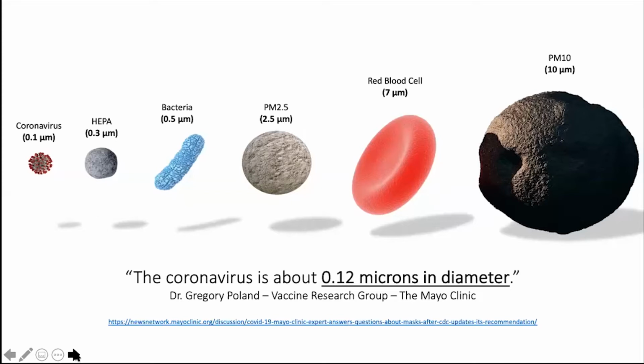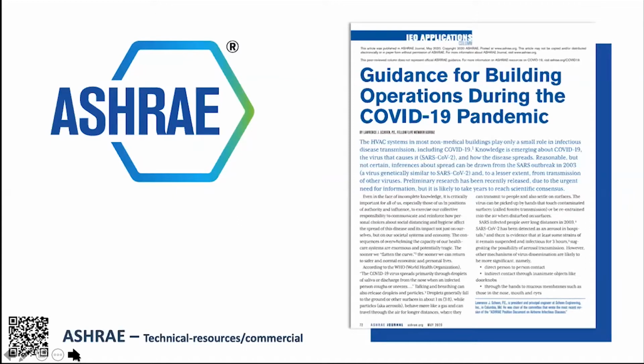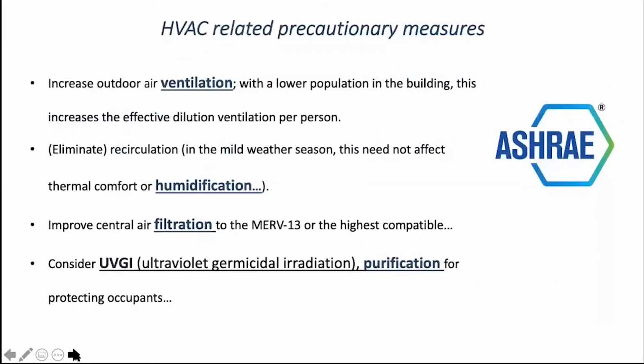Now, most of the information that we're going to be discussing today is really recommendations that come from ASHRAE. ASHRAE is the American Society of Heating, Refrigeration, Air Conditioning Engineers, and they've set the standard for the heating and air conditioning industry. During the COVID-19 pandemic, earlier in 2020, ASHRAE released a document called Guidance for Building Operations During the COVID-19 Pandemic. In that document, they went into 4 areas of concern that need to be addressed with indoor air quality in order to keep occupants safe.